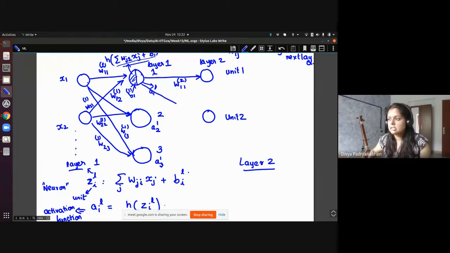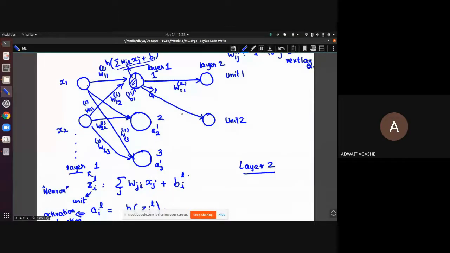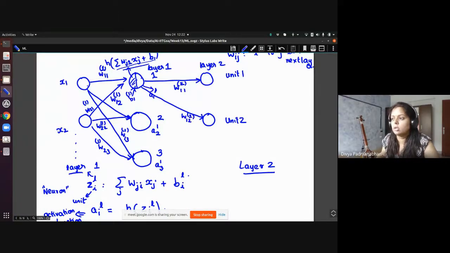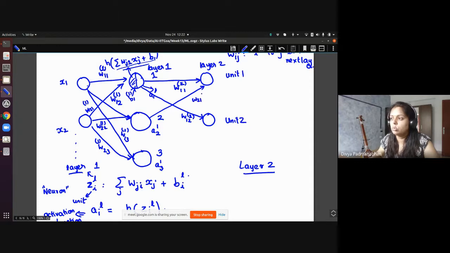Now, similarly, can you tell me what this will be? W12 of 2. Yeah. And what is this? W21 of 2. Yes. And this is again W22 of 2. Like that. Let me write one more here. So this is W32 of 2.